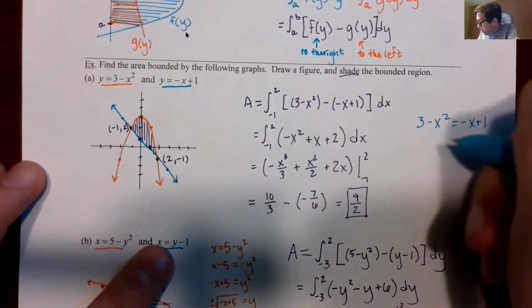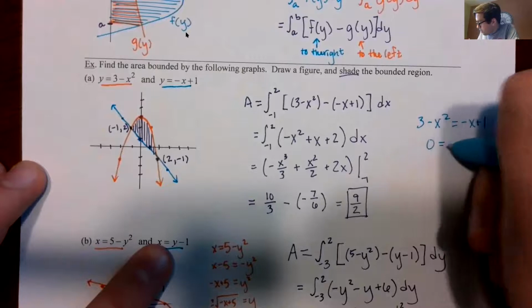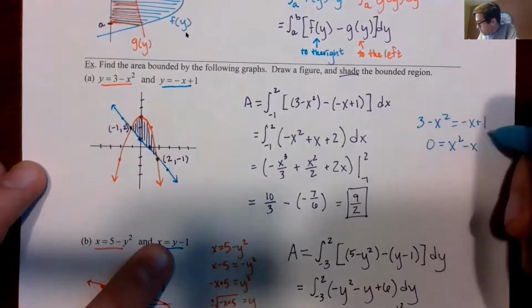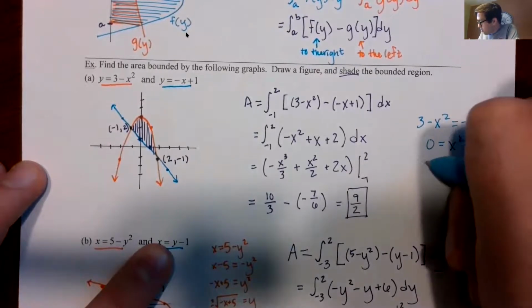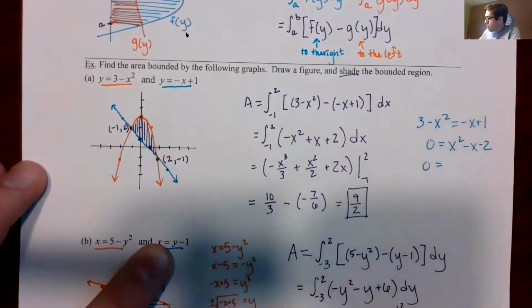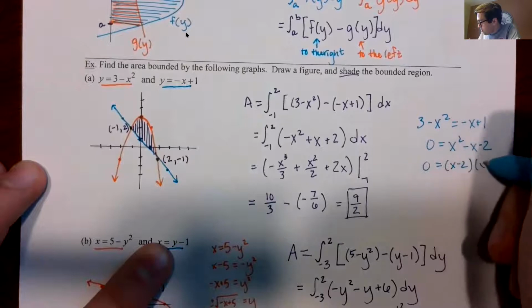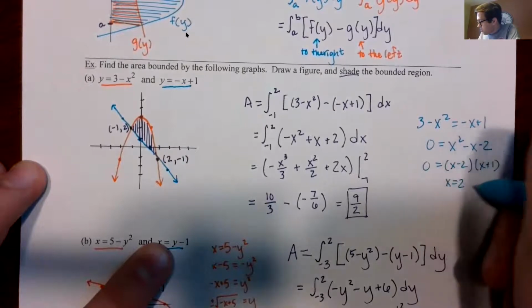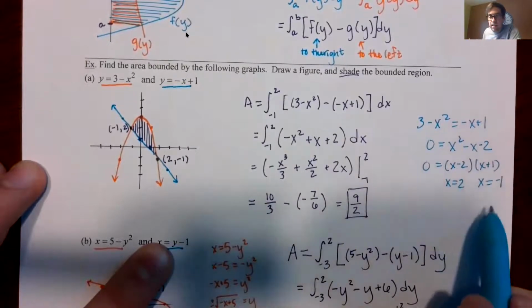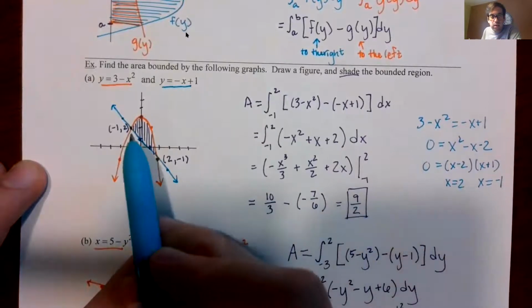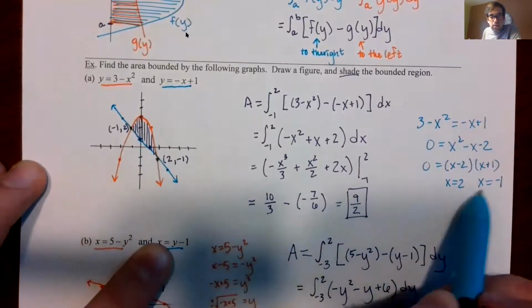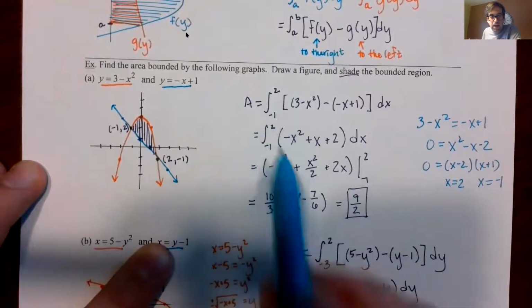And when we solve that, what would happen? Let's move it to the right. So we have x squared minus x, subtract 3, so we get minus 2. And we get 0 equals x minus 2, x plus 1. So x equals 2 and x equals negative 1. That tells us that the two x values where we have intersection points are negative 1 and 2, which is how we could get the bounds here.